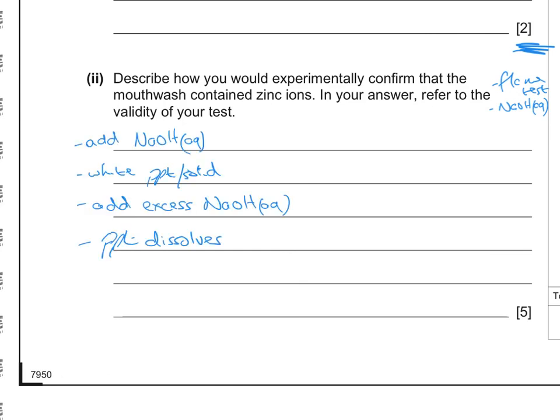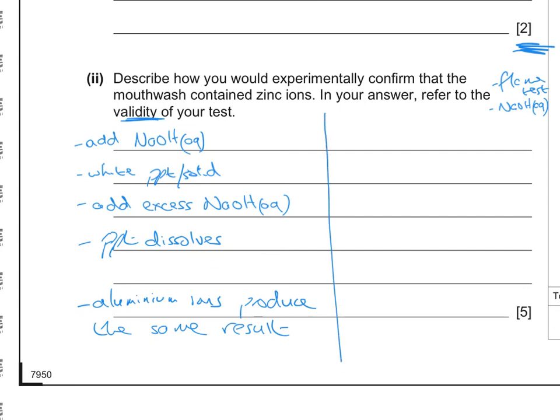So that's what we would do, and if you added sodium hydroxide solution to a solution of zinc ions, you get your white precipitate, which will dissolve when excess sodium hydroxide is added. Now the reason it's asking for the validity of the test is because aluminium ions produce the same result, and so the test isn't valid, because it doesn't tell you if it's zinc ions or aluminium ions. Okay, so that sort of gives you the context of the question when it was originally set.